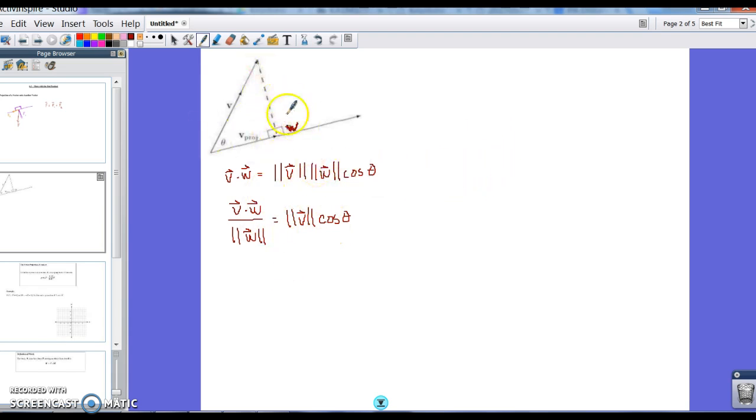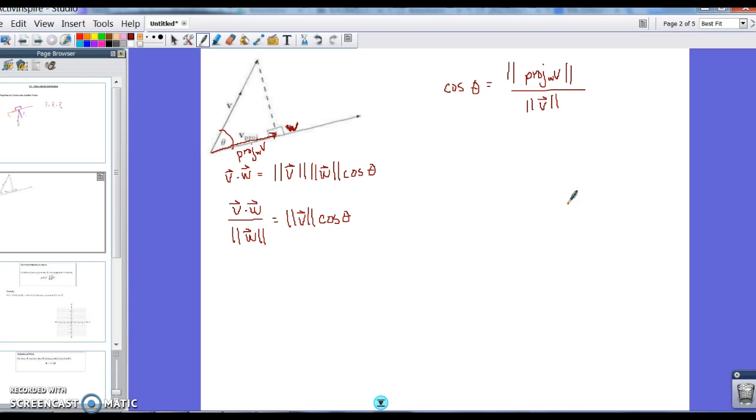So if we go back to this picture, we have a right triangle here, and this segment right here is the projection. We're going to write it as the projection of V onto W. Here's my angle theta. Just by straight right triangle trig, I know that the cosine of theta is the projection vector over the actual vector V. So the cosine of theta is the magnitude of the projection of V onto W over the magnitude of V.